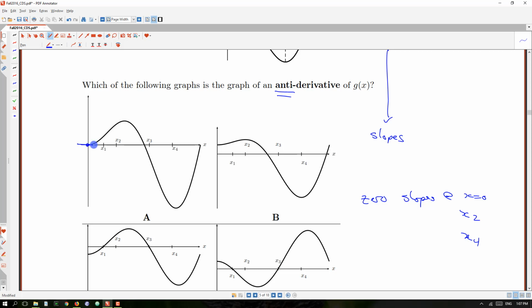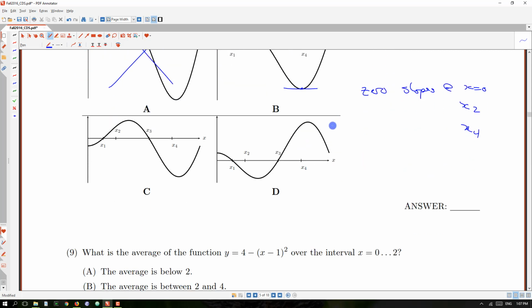Graph A, we have a 0 slope, but at x2 we have a positive slope, so that immediately rules out A. For B, we have a slope of 0. At x2 we have a slope of 0, and at x4 we have a slope of 0, so that looks okay. For C, we have a slope of 0, but then at x2 the slope of the graph is positive, can't be C. Last but not least, with graph D, already we're in trouble. At x2 we have a negative slope, that's not 0 slope, so that gives us B as our answer for that problem there.